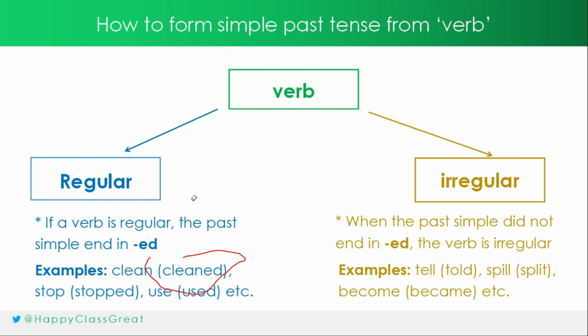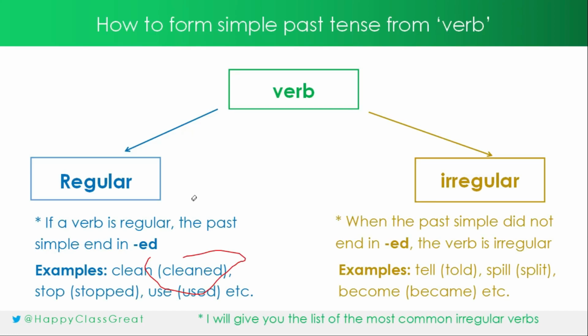Just keep in mind that to understand the spelling of the simple past, we have regular verbs and irregular verbs. The regular verbs are the ones that have ed added to them at the back. You understand? They end in ed. And the irregular ones do not end in ed. Now I'll give you the list of the most common irregular verbs. Don't worry, we'll talk about that before the end of this video.